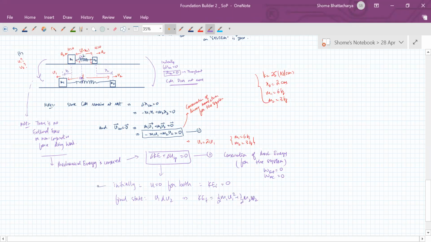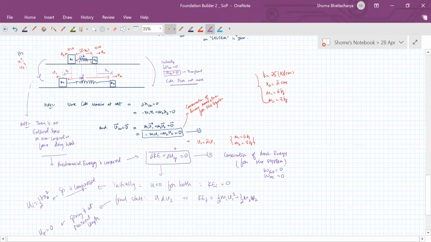Also, initially the spring is compressed, so the initial potential energy of the system is half k x naught square. Whereas in this situation, the spring is at natural length, or at the relaxed position, so the final potential energy is 0. Now use these four values, initial and final potential energy, initial and final kinetic energy, to populate the terms of the second equation and solve equations 1 and 2 with the numerical values of m1, m2, k and all, and you can calculate v1 and v2.